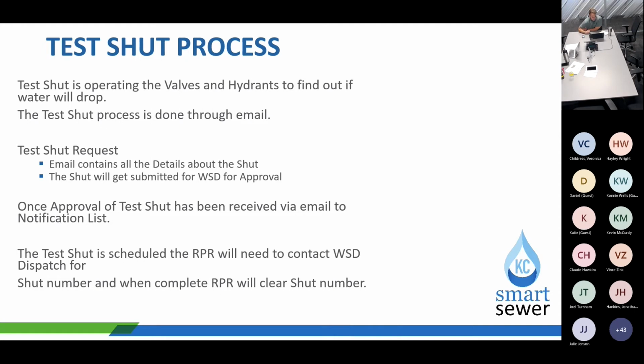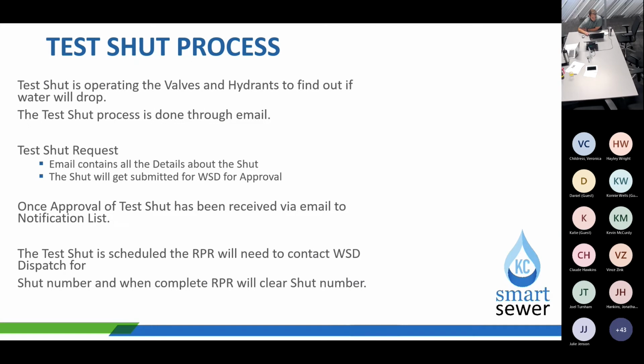This will all be done via email. There are particular details you put on that email, and you get it submitted. It's always request for test shut, and then the location, the address, and project number will all need to be stated in the subject line. But once that's approved, then we'll send it out to the notification list. This will involve basically notifying everybody that will need to know what's happening in the area.